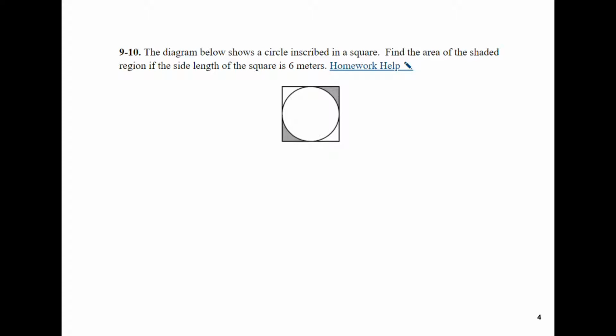9-10 says the diagram below shows a circle inscribed in a square. Find the area of the shaded region if the side length of the square is 6 meters. So if the side length of the square is 6 meters, we also know that our diameter of our circle is 6 meters, which means our radius, or half of our circle, is 3 meters.